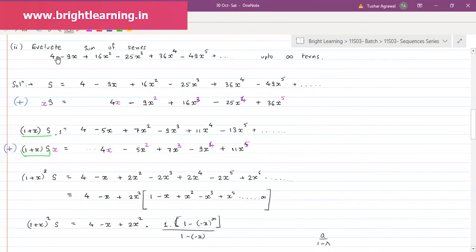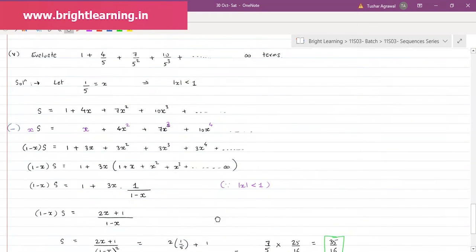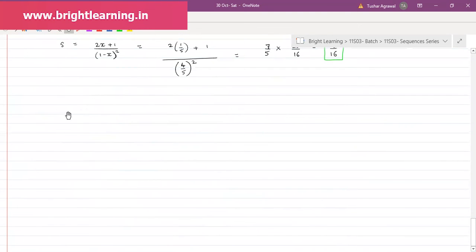Now the first question that we did here was a bit complicated because here 4, 9, 16, 25 was not directly an AP. The differences 5, 7 were in AP. So we applied this method 2 times. Similar question I'm giving you now.